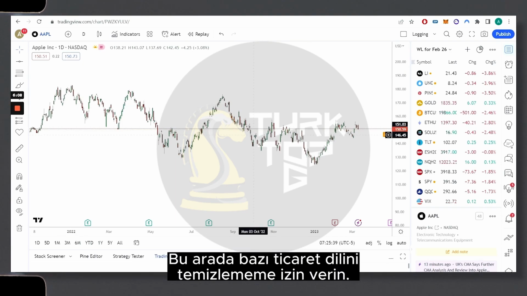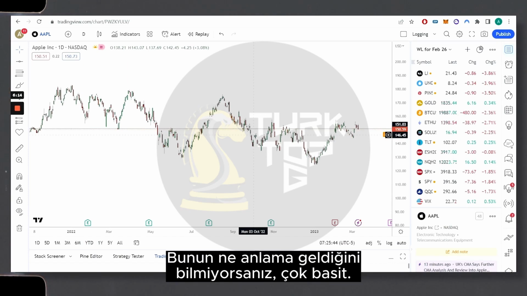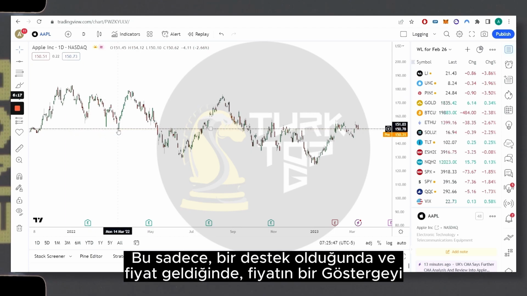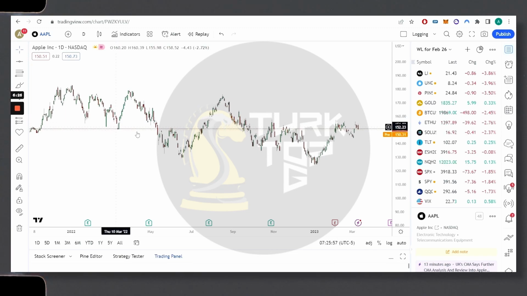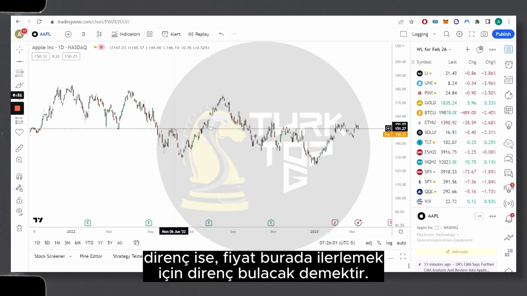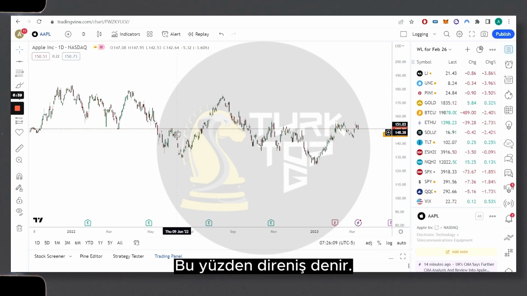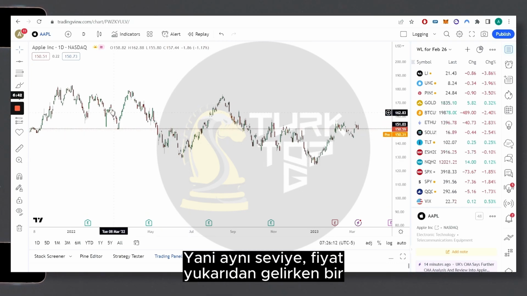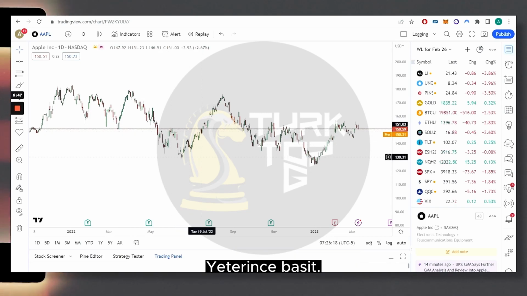Let me clear out some trading lingo in the meantime. Right now, I just mentioned support and resistance. If you don't know what that means, it's very simple. It just means when there's a support and price comes to it, price should stay supported, aka it should not break below it. The name gives it all. When it's a resistance, so if price is coming from below and this price level is a resistance, it means price will find resistance to proceed here, aka it has a higher chance of getting rejected. That's why it's called a resistance. So the same level can be a support when price is coming from above and a resistance when price is coming from below, right? Simple enough.